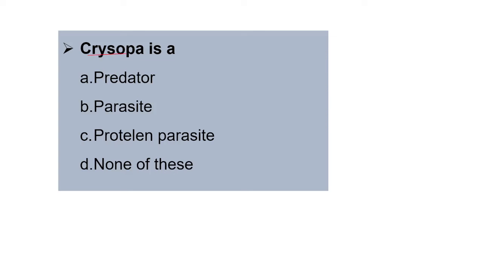Our first question is: Chrysopa is option A predator, option B parasite, option C protelian parasite, and option D none of these. Basically, Chrysopa feeds on aphids, okay? It is a predator, and it feeds on aphids and it also feeds on lac insects. In this question, our correct answer is option A.